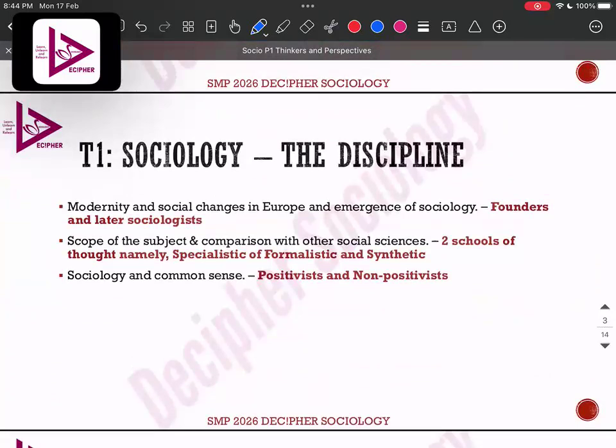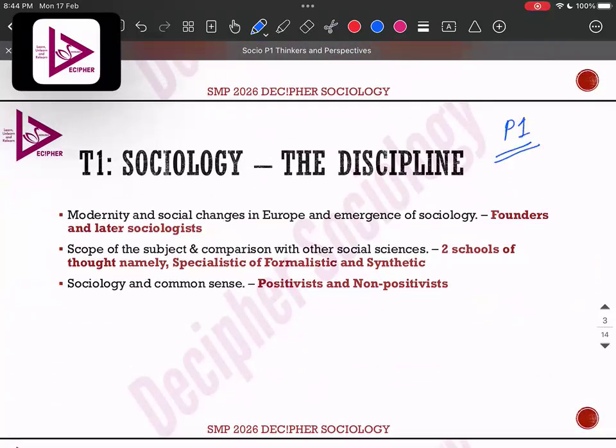Now, this is the first topic of the paper 1 sociology syllabus. The name is Sociology, the Discipline. Here it means how this subject emerged. Why was this subject born? What were the factors responsible? What was the social condition during that time, and what was its relation with other social sciences, because sociology is a type of social science?